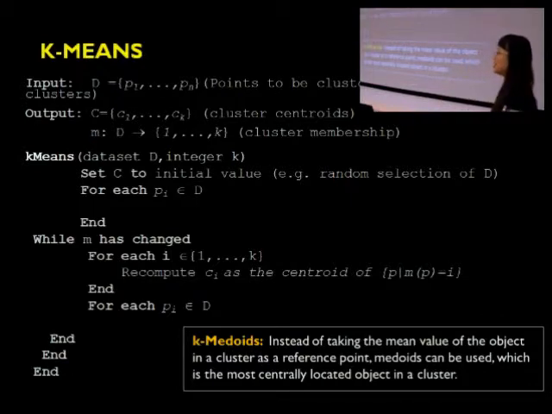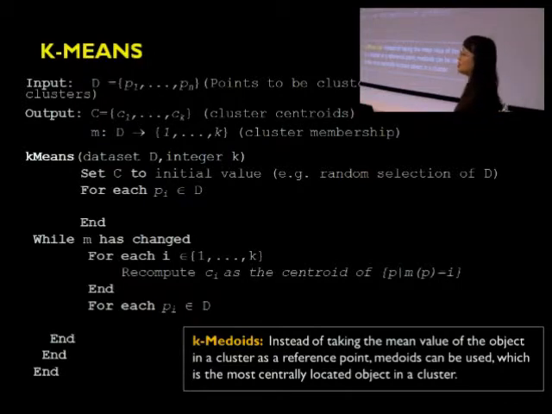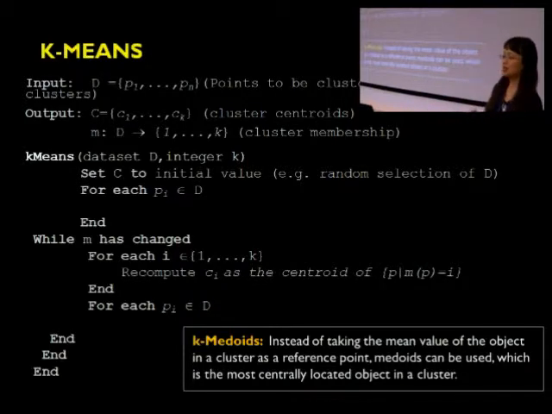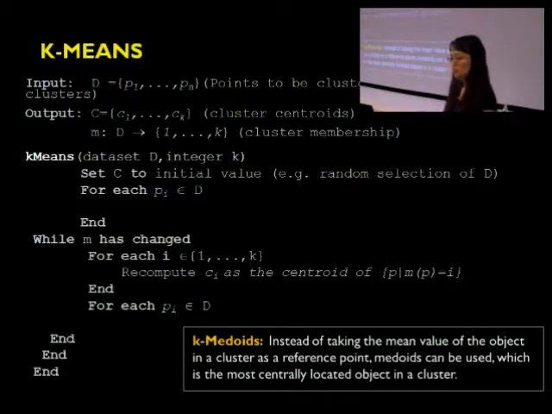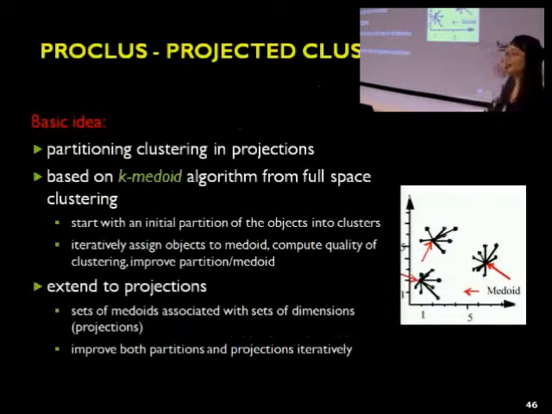K-Medoid is an extension of K-means. The only difference is, instead of using the cluster mean as the cluster center, you use the object that is closest to the cluster mean as the cluster center. And then you compute the distance based on these cluster medoids. So these centers are called medoids. So PROCLUS is exactly the same as the K-Medoid algorithm, except every time we compute the new cluster medoid, we also compute a subspace that best describes these medoids.